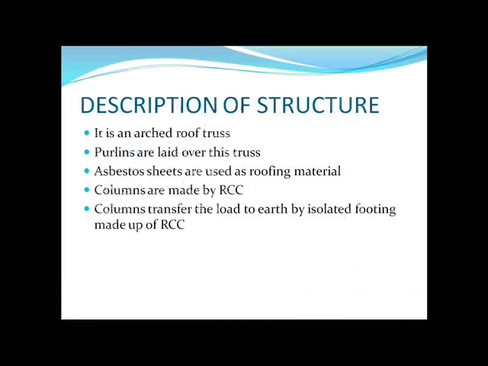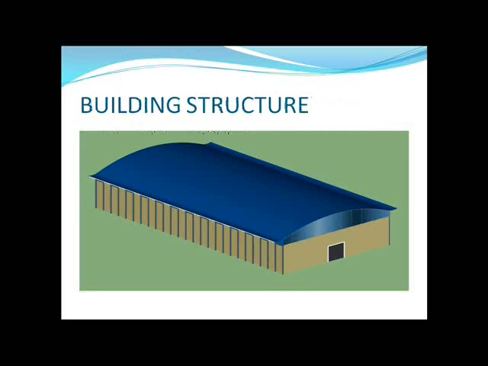Coming to the description of structure, as I told you, it is an arch roof truss. Purlins are laid over this truss, and asbestos sheets are used as a roofing material. Columns are made of RCC, which is reinforced concrete. And this slide shows you the building structure.